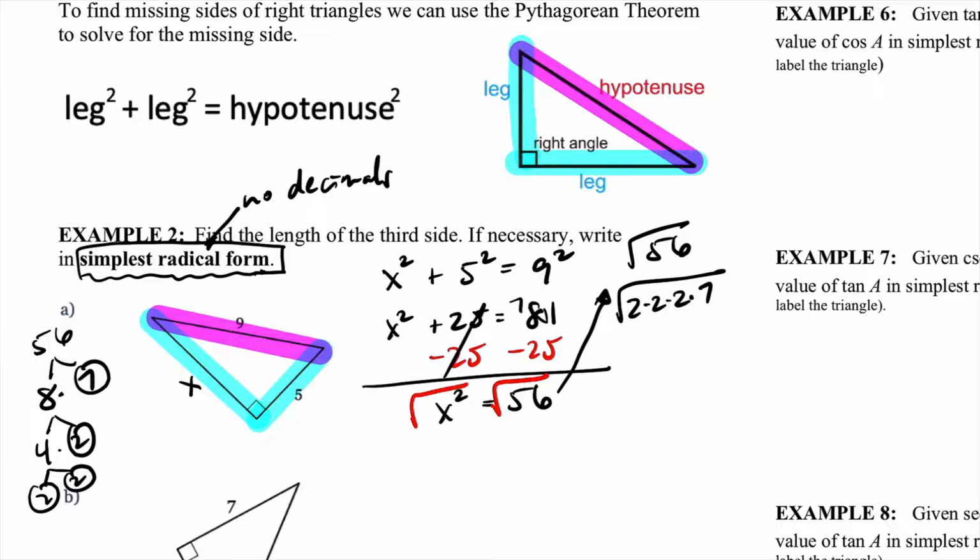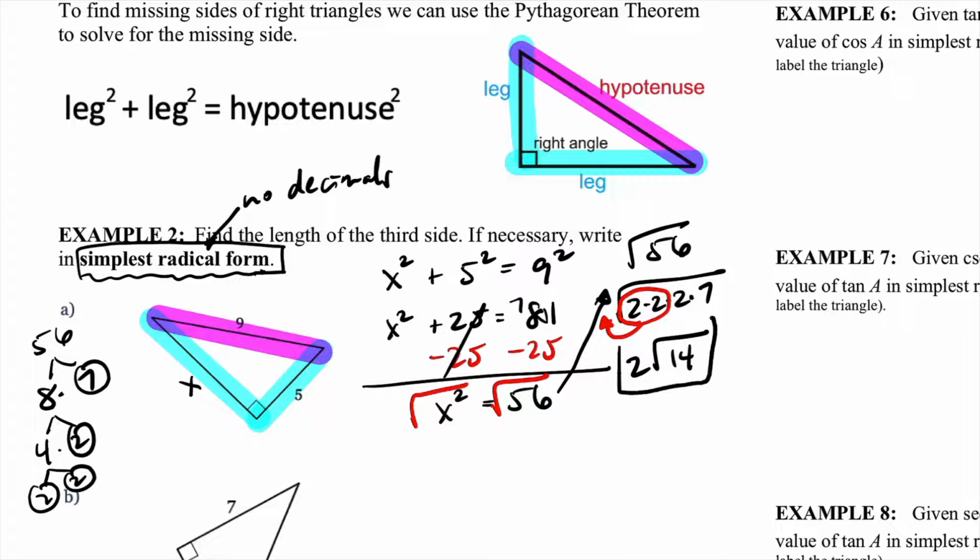It's a square root, so I'm looking for pairs. Today, you're only going to be looking for pairs. So I have a pair of 2s. I actually have 3 2s, but I can only use 2 of them. So I'm going to take out a 2. When I take out a 2, what's left? 7. Which is 2 times 7, which is 14.